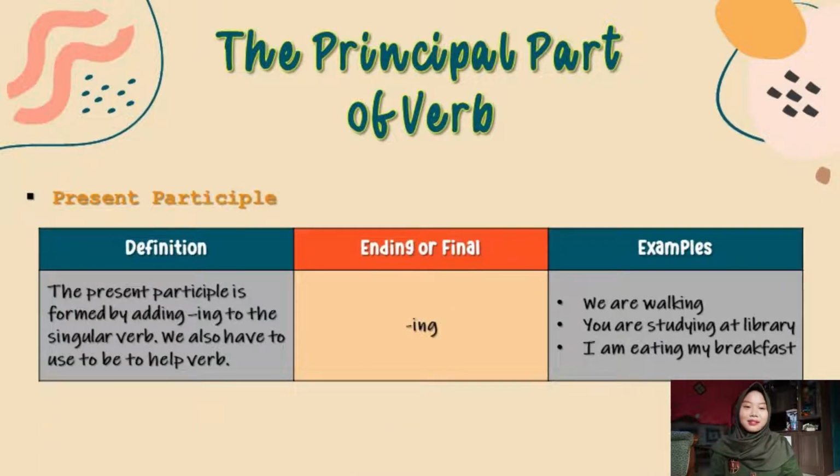Second, present participle. Present participle is formed by adding ing to the end of the verb. We also have to use to be to help the verb. Example: you are walking. She is studying at the library. I am eating my breakfast.